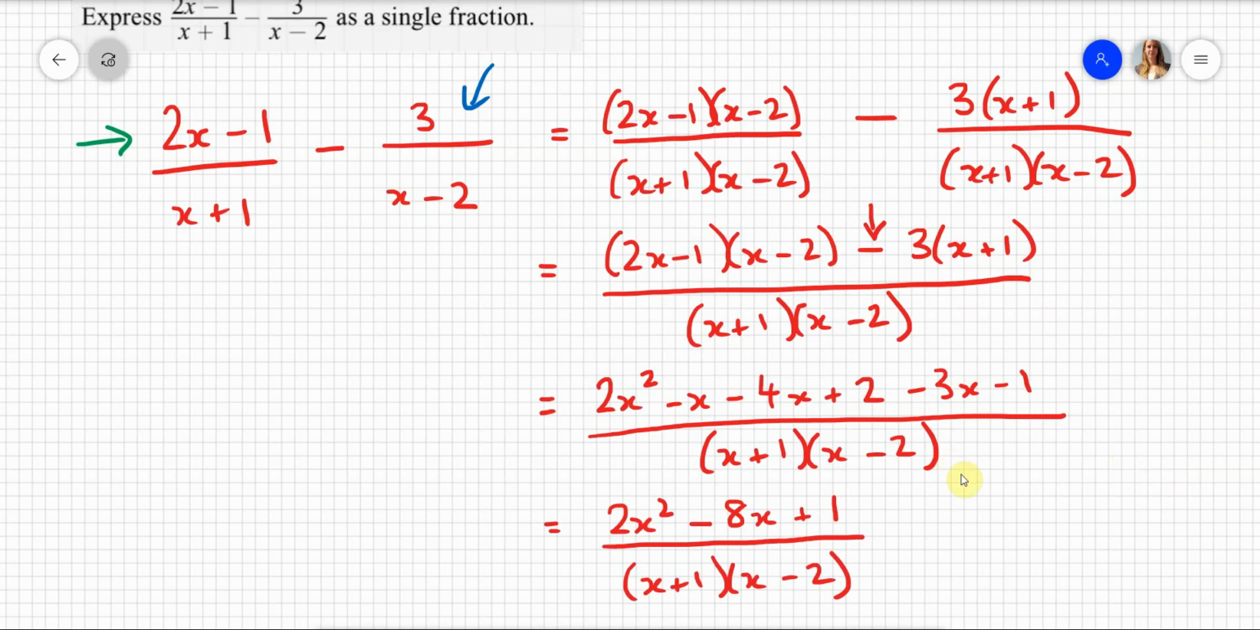And can you spot the mistake I've made? This one should be a 3. So always check your working. So I've got -3 there, so actually this will be -1, not +1.